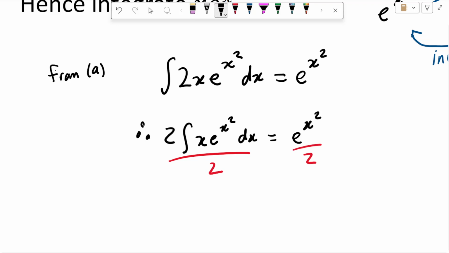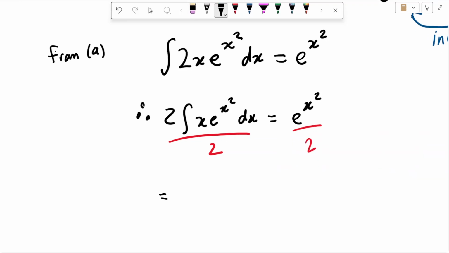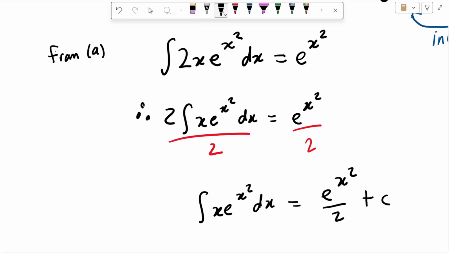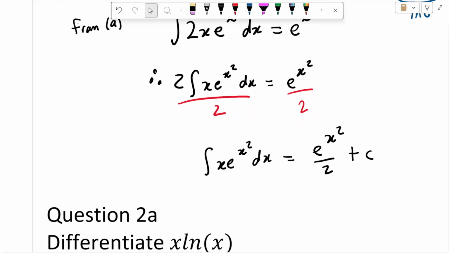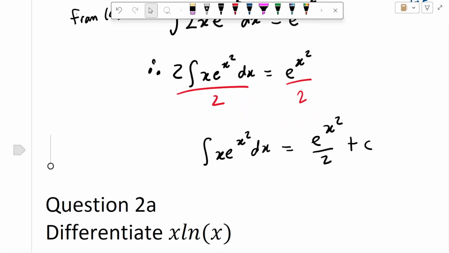By the way, this should have a plus c on the end already. Or maybe I'll just do it at the very end, just to make it a bit nicer. So that tells us that the integral of x e to the x squared is e to the x squared over 2 plus c. Done.